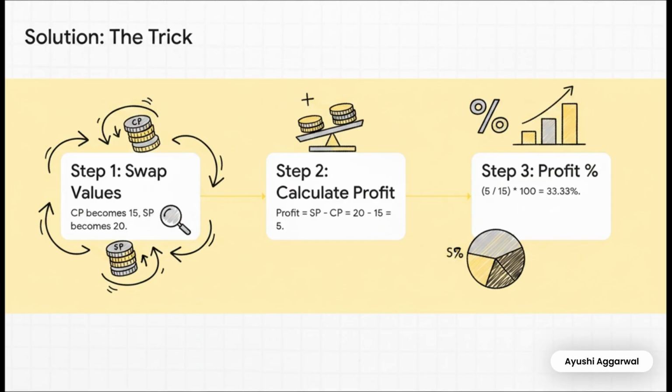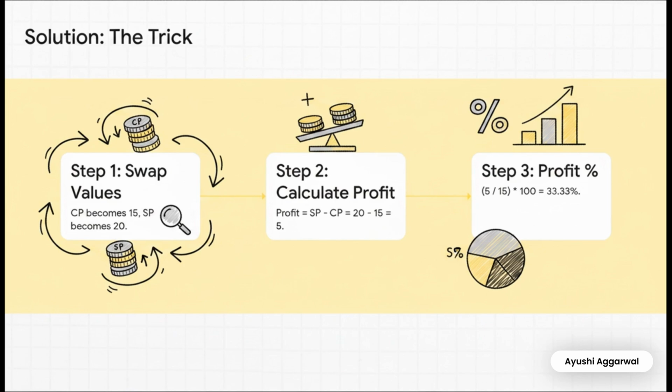Step 1, apply the trick. The number with SP was 15, so that's our new CP. The number with CP was 20, so that's our new SP. So we have CP equals 15 and SP equals 20. Step 2, it's obvious that SP is bigger than CP, so we have a profit. The profit is 20 minus 15, which is 5.